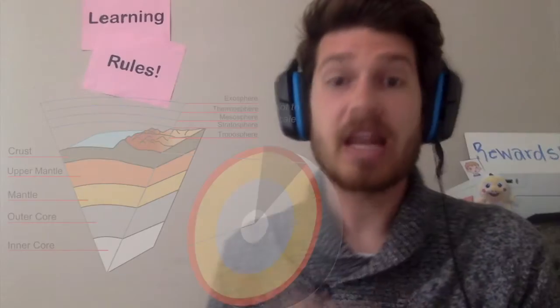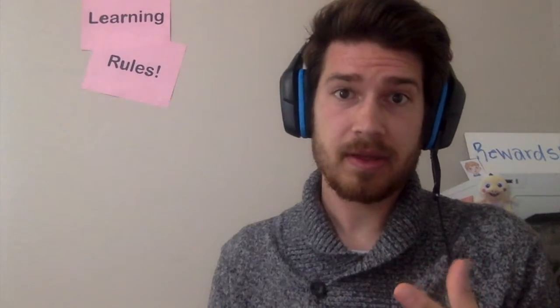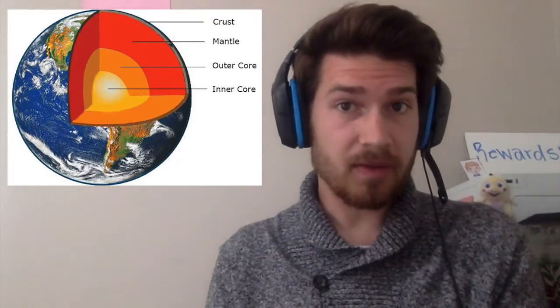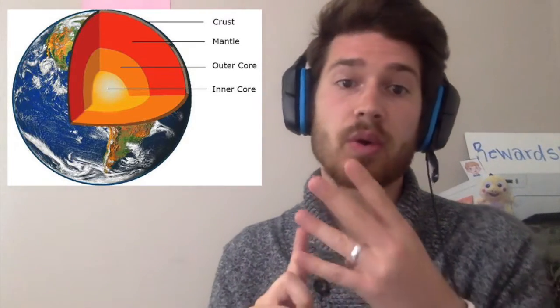Now, if we think back to what we've talked about in class, we know that there are several layers of the Earth. At the most simple level, we identified 4. We talked about the crust, the mantle, the outer core, and the inner core.